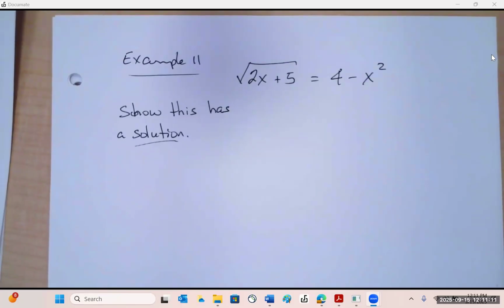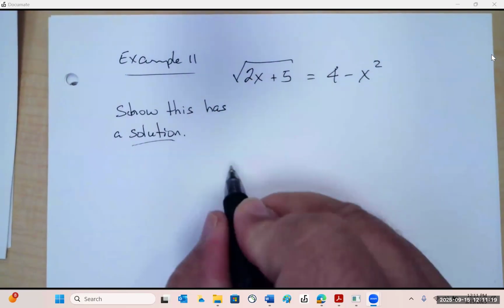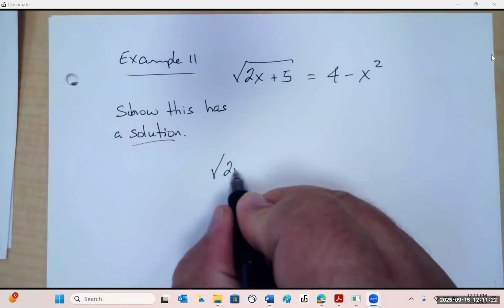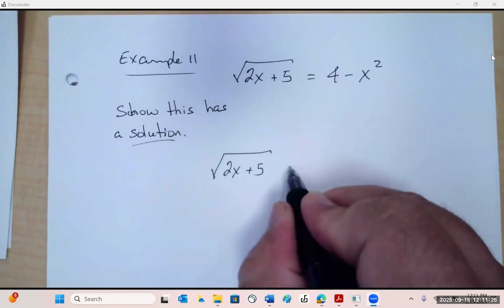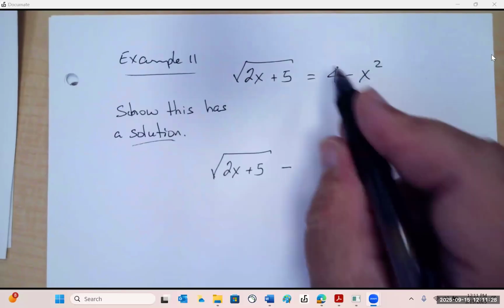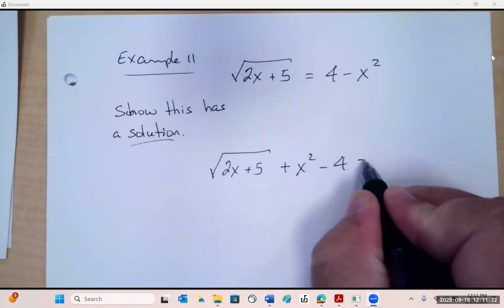It tells us there's an x-intercept. So how do we do that? Very good. First step, it has to be set equal to 0. So I move the x squared over, so it's plus x squared and minus 4.